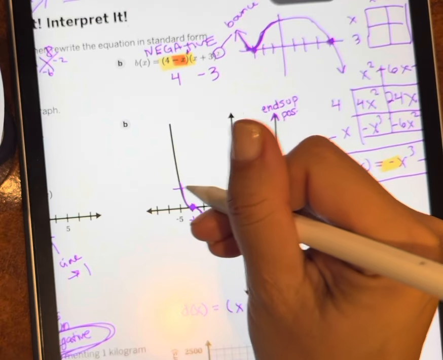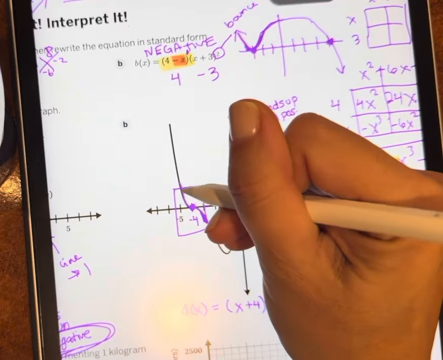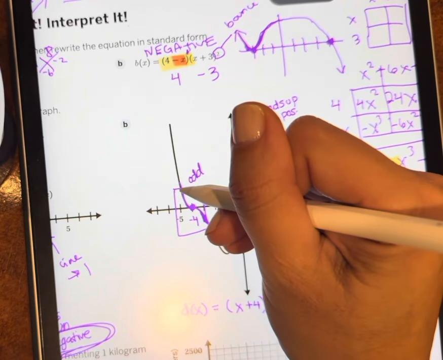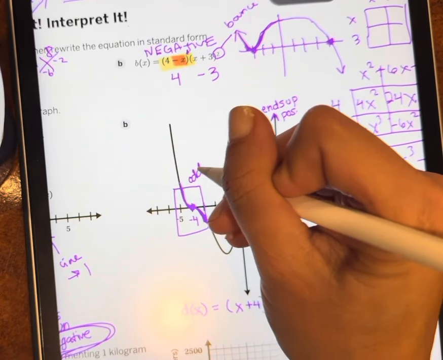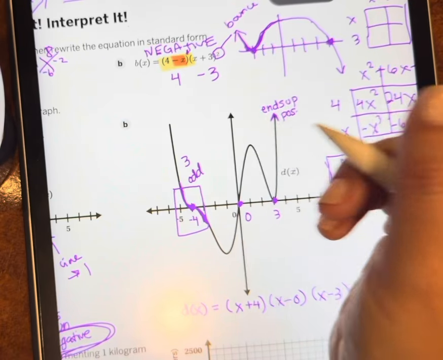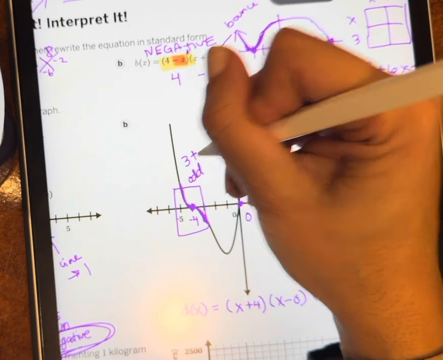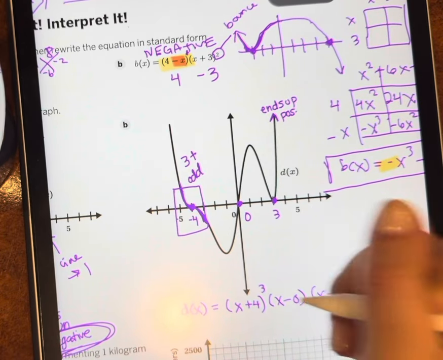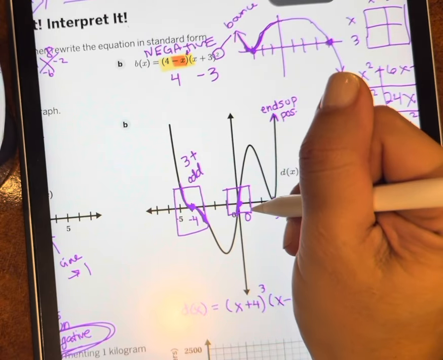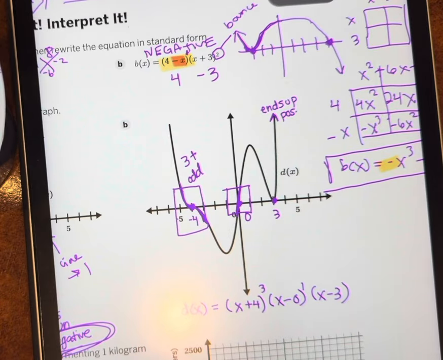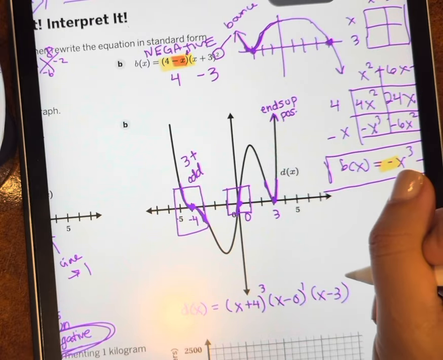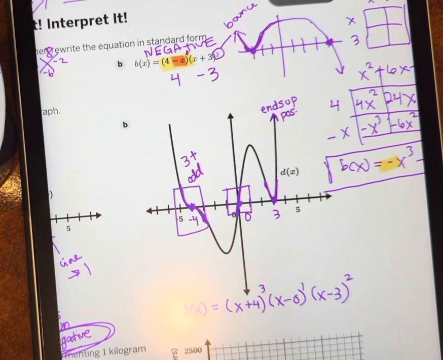All right? Look right here. This goes through, which indicates an odd multiplicity. But when it goes through with a curve, it can't be a 1. So this is a 3 or higher, as long as it's odd. I'm just going to go with 3, though. Right here, it just goes through like a line. No wiggle. So that's a 1. And right here, it does a little bounce like a parabola. So 2. All right.